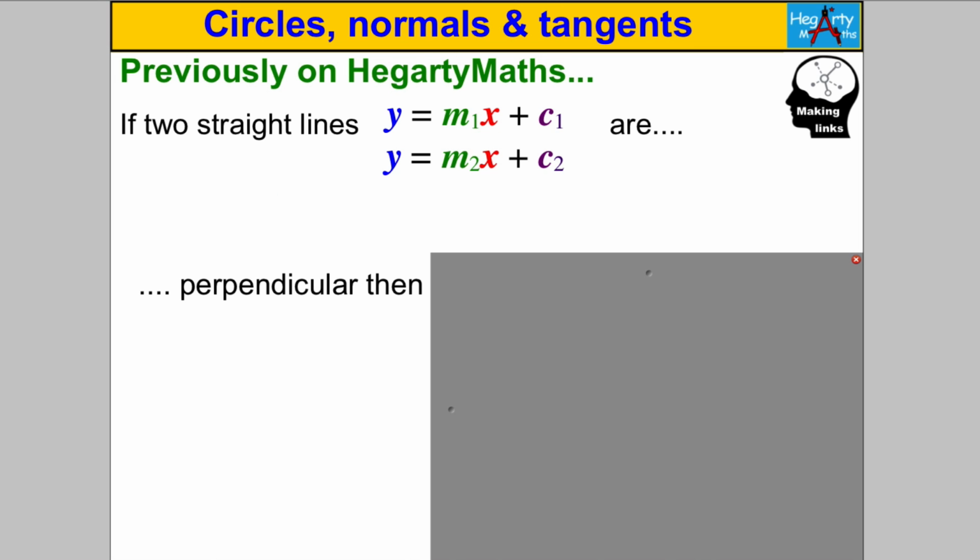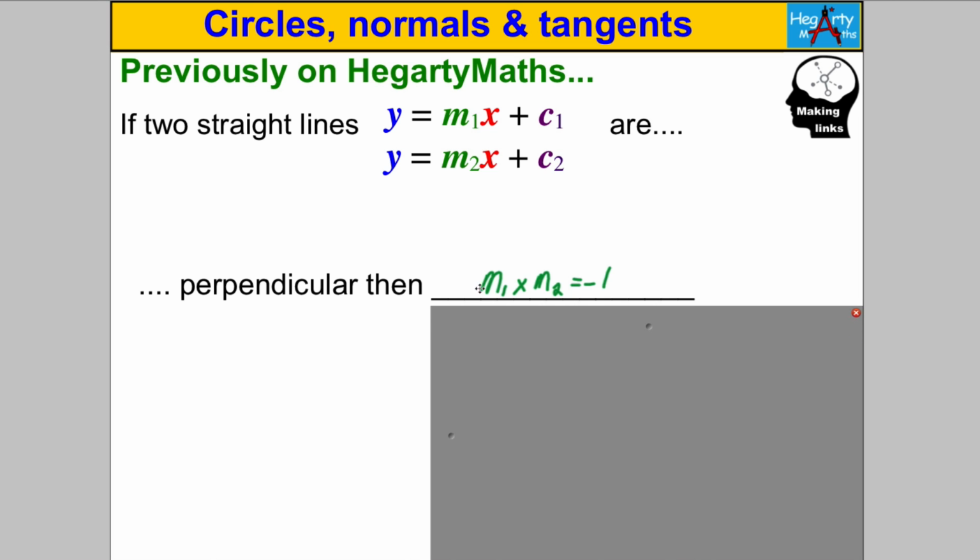The next thing we need to talk about is, do you remember what the condition is if two lines are perpendicular? If you had two straight lines, with general equation y is equal to m1 for some gradient x plus c1 for some y-intercept, and y equals m2x plus c2, if they're perpendicular, then what do you know is true? Pause the video and double check you can recall that fact.